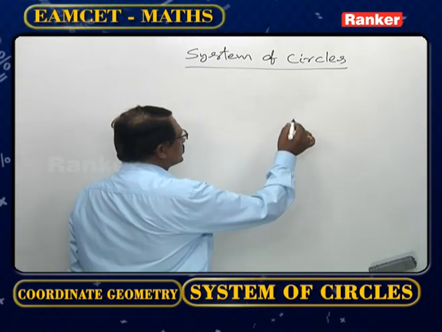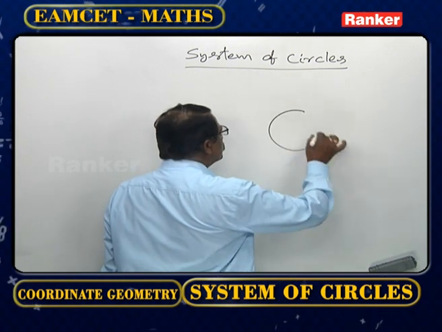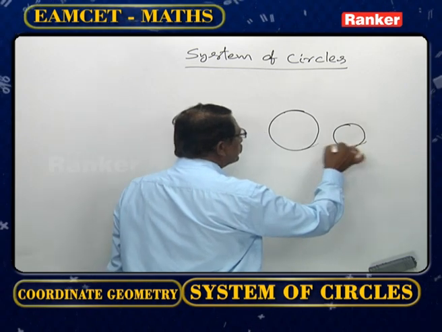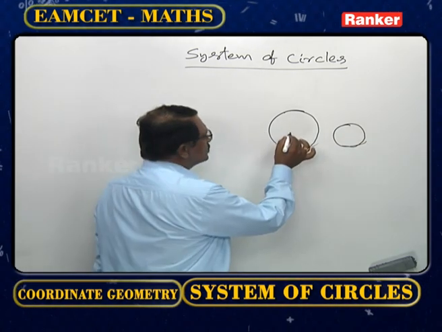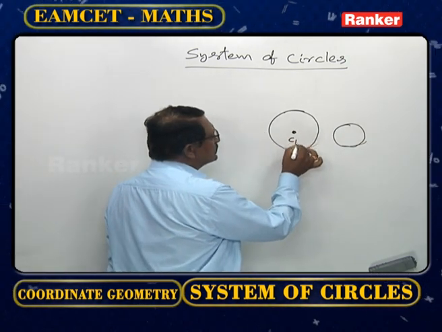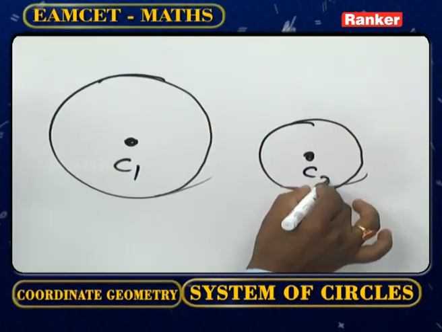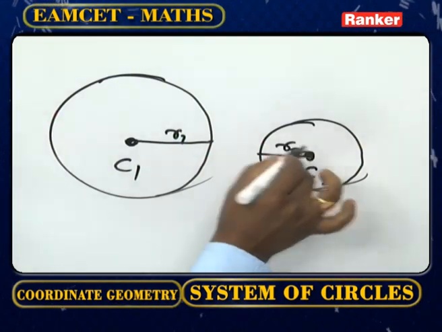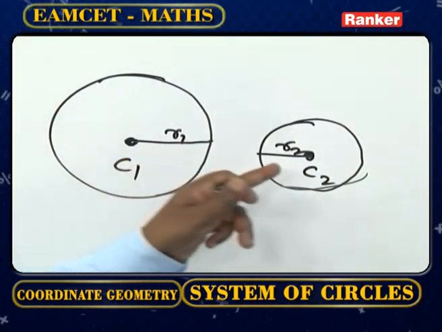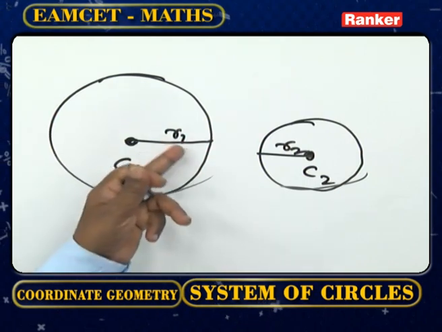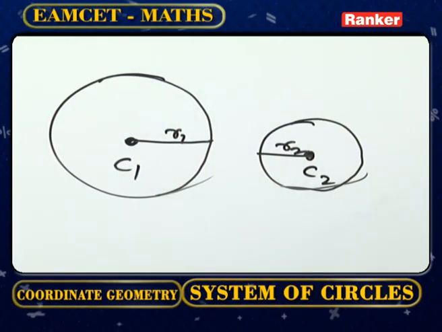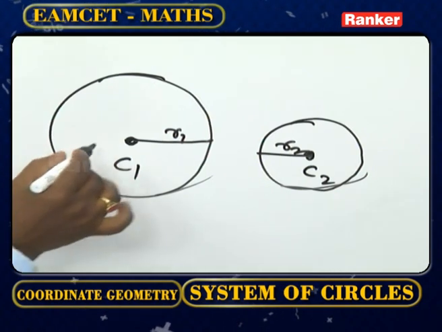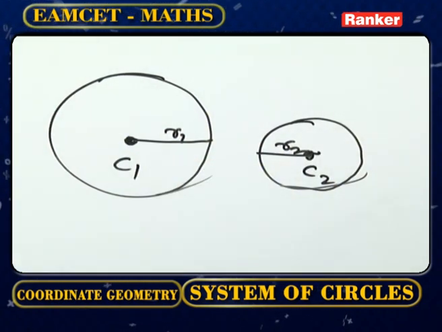If suppose 2 circles are there, one circle completely lies outside of the other circle. Suppose the center of the first circle is C1, the center of the second circle is C2, the radius of the first circle is R1, and the radius of the second circle is R2. C1, C2 are the centers of the 2 circles, R1, R2 are their radii. C1C2 is nothing but the distance between centers.